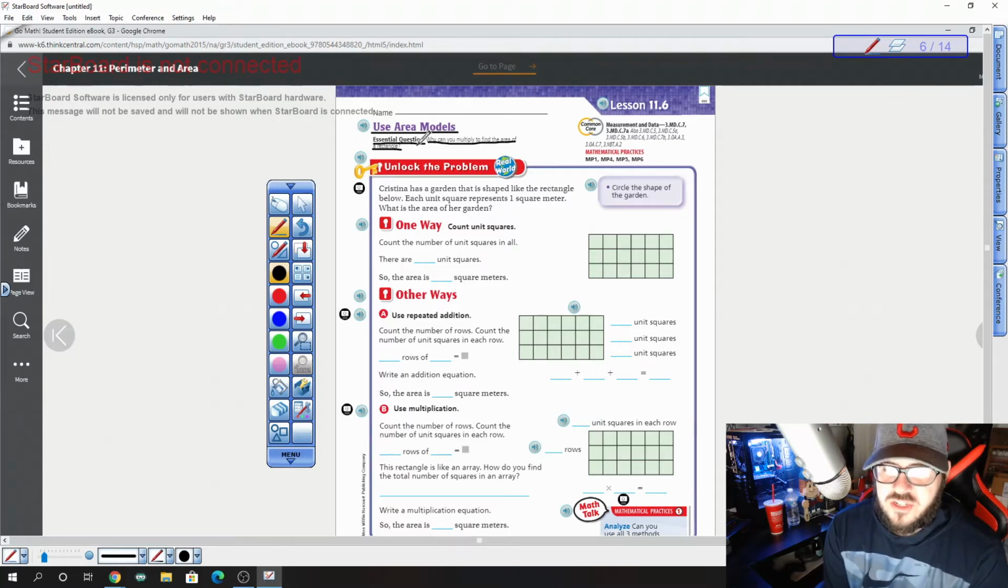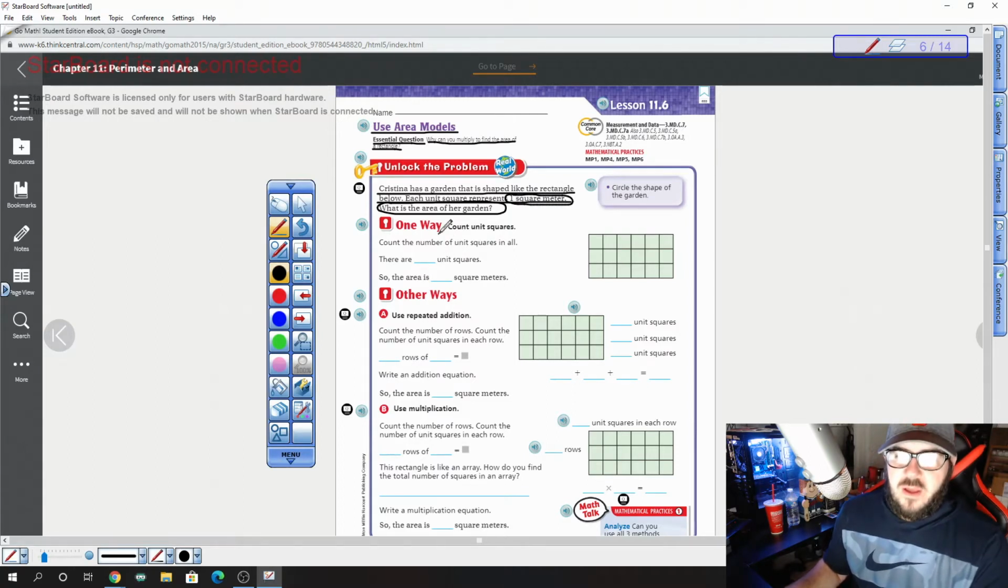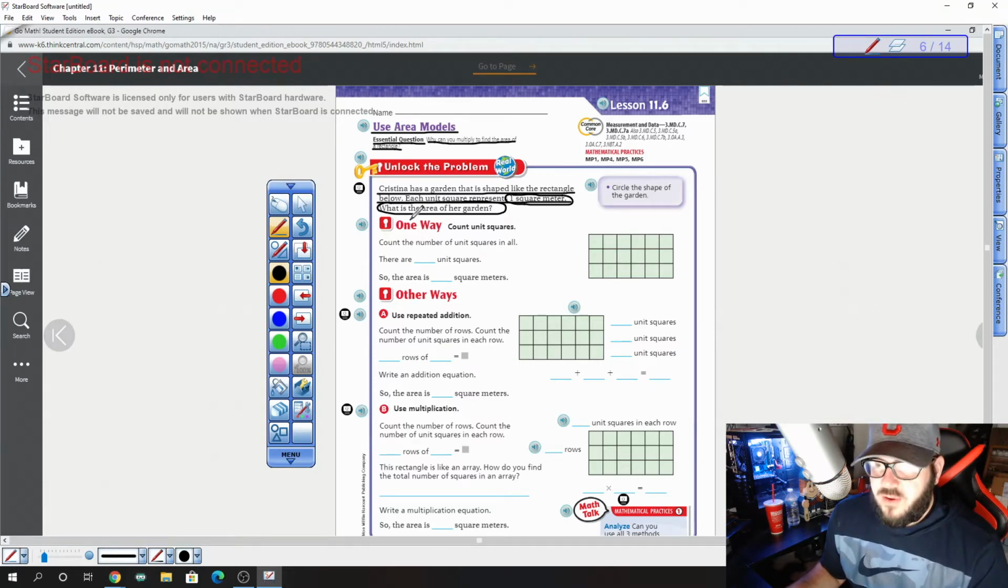Our first question says, Christina has a garden that is shaped like the rectangle below. Each unit square represents 1 square meter. What is the area of her garden? Okay, so some things that we know. Christina has a garden shaped like a rectangle, and we know that each unit square represents 1 square meter. Okay? So, one way we can find the area is the way that we've already been doing it, and that is just to simply count the unit squares.